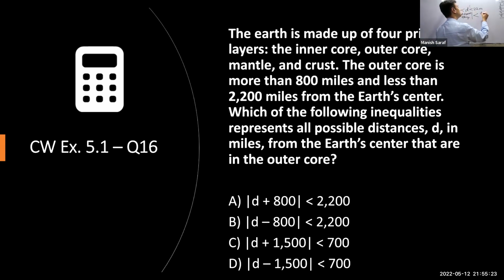And give the distance of midpoint from extreme. So midpoint is 1500. What is the distance of midpoint from any of the extreme? 700. So that will be your answer. D minus midpoint 1500 less than distance of midpoint from extreme 700. The answer is option B. And this will always be true.